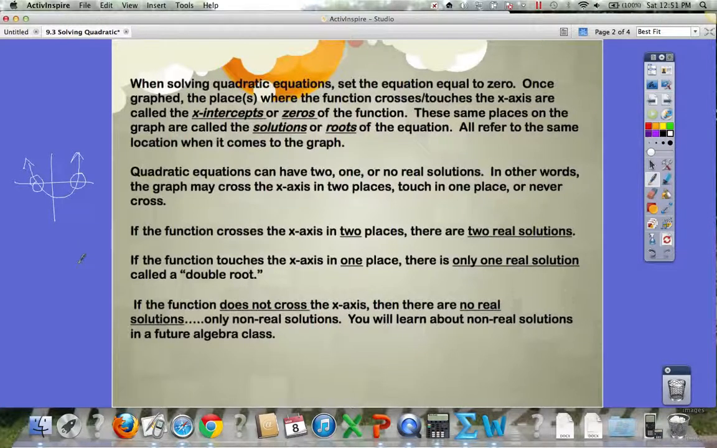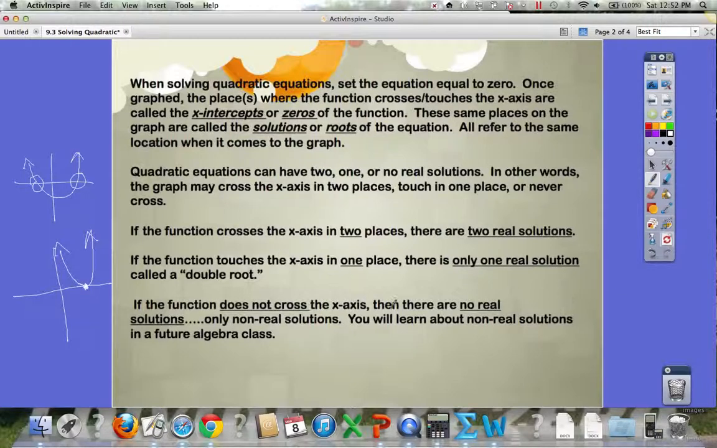If the function touches the x-axis in 1 place, doesn't really cross but just touches there, then it is said to have only 1 real solution. For instance, it would look something like that where it just touches once. That is 1 real solution. This is called a double root, and you'll see why once we start working with the factors. But for now, it's only 1 solution. It just touches, it does not cross at all.